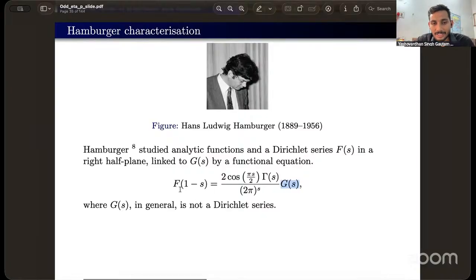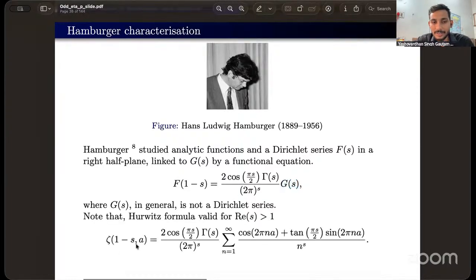I mean, we have some pair F and G which satisfies this relation. Yes, we have actually. It is known as the Hurwitz formula. So what is a non-Dirichlet series? Non-Dirichlet series means the numerator should depend on s. And if we see in the Hurwitz formula, this tan function depends on s.